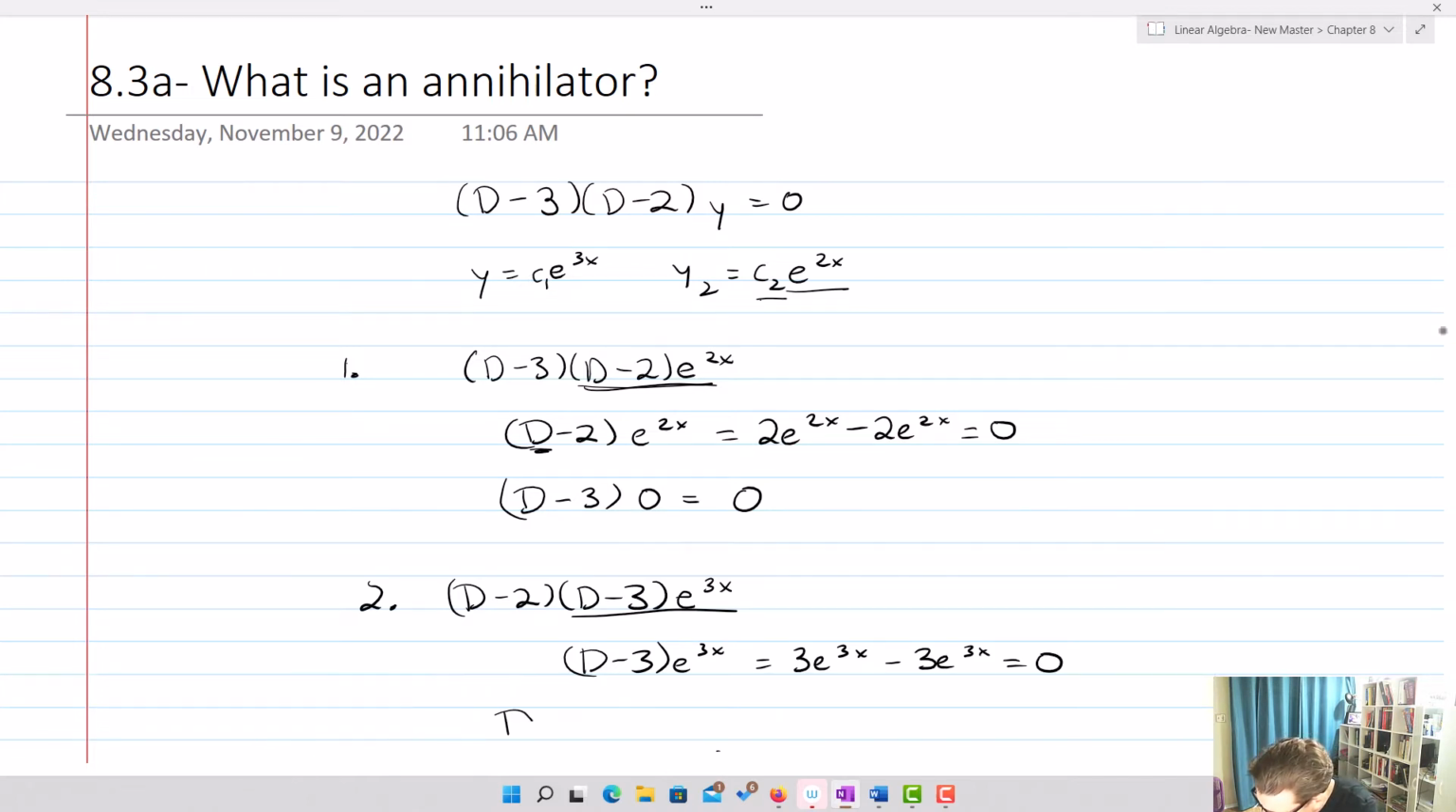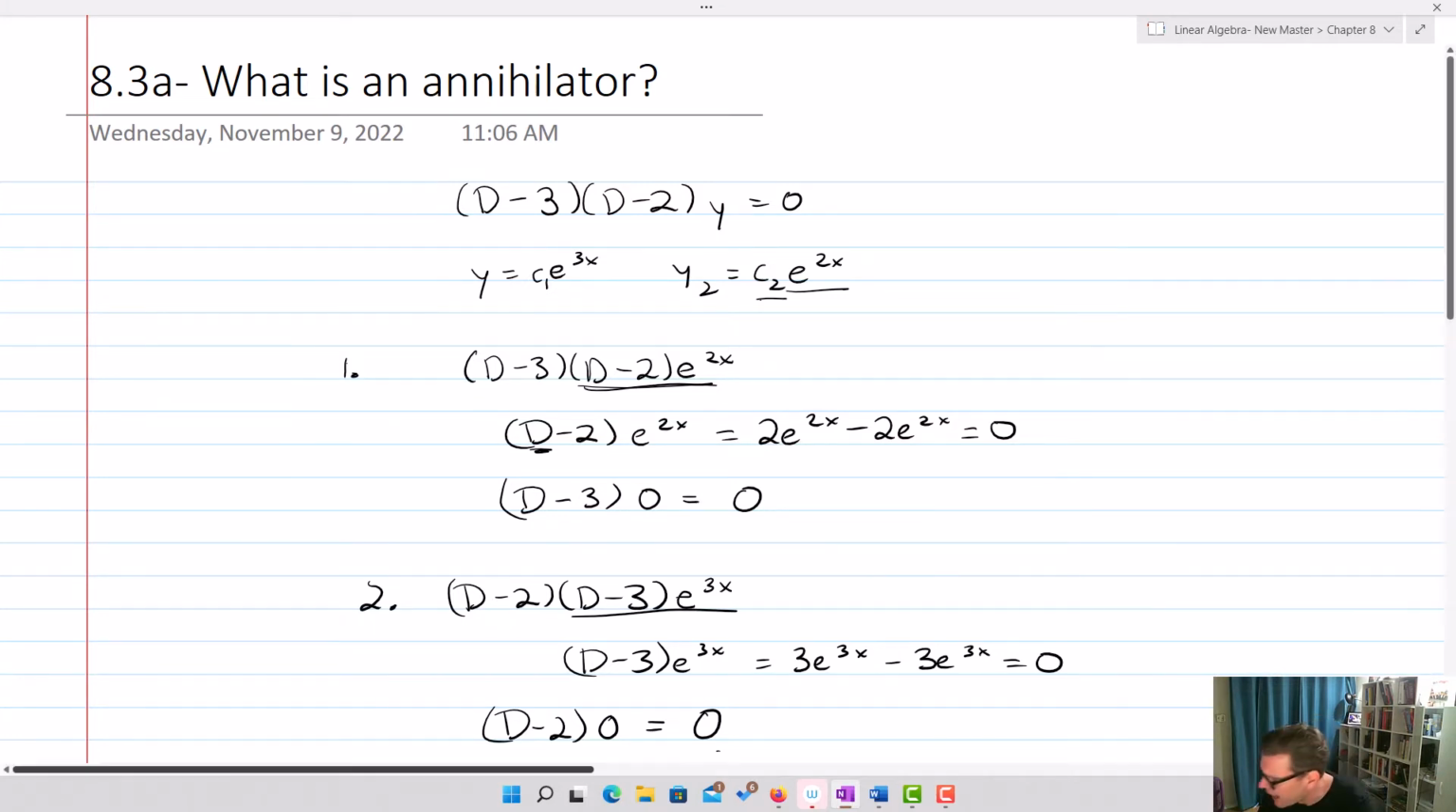Okay? Then we take (D - 2) and operate it on 0, and that just ends up equaling 0 as well. So in this case, because we can move those differential operators back and forth inside the differential equation, e^(2x) is going to end up zeroing out, and e^(3x) is going to end up zeroing out right at the beginning, and then everything else ends up being zeros, and that's just what happens.